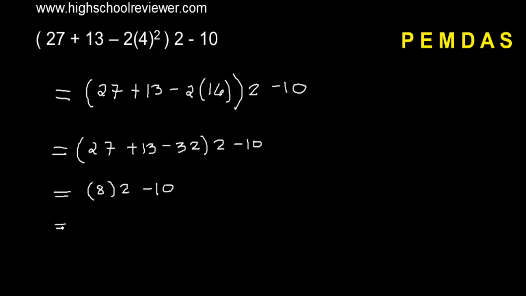And then perform first multiplication based on PEMDAS. 8 multiplied by 2 is 16. 16 minus 10 is positive 6. Therefore, the quantity of 27 plus 13 minus 2 multiplied by 4 raised to the power of 2, multiplied by 2 minus 10, our answer is positive 6. And this is our final answer.